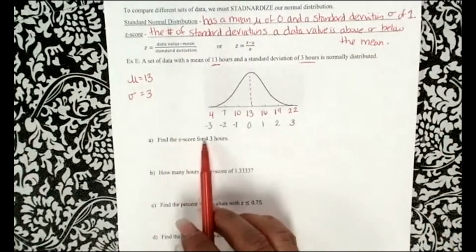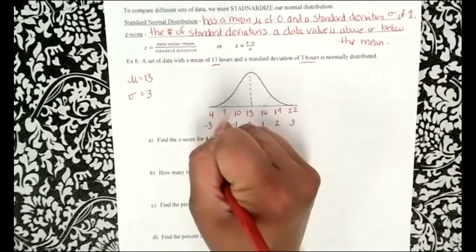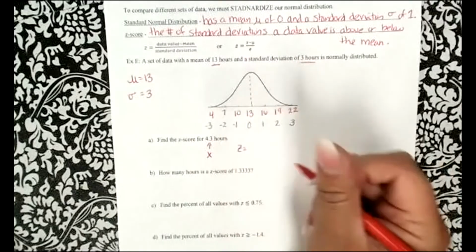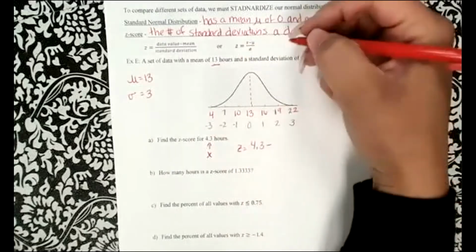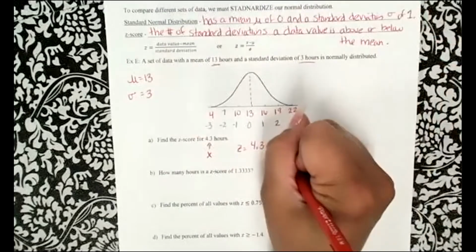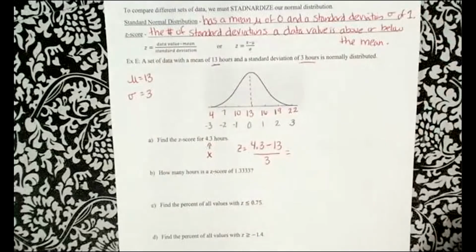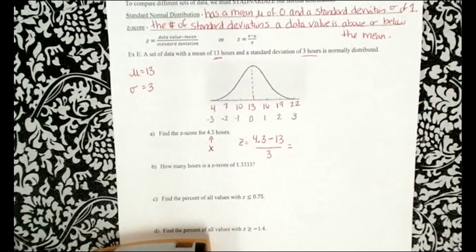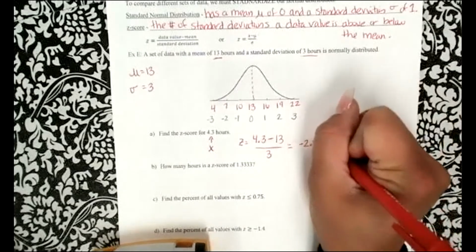Now it says find the Z-score for 4.3 hours. That is going to be your data value, so that's going to be X. So your Z-score is going to be the data value, which is 4.3, subtract the mean. The mean was 13, divided by the standard deviation. The standard deviation is a 3. So when I type this in my calculator, I have 4.3 minus 13. That's left with negative 8.7. Divide that by 3, and I get negative 2.9.